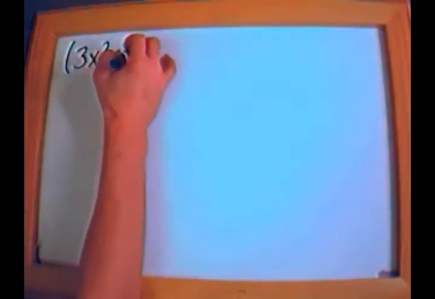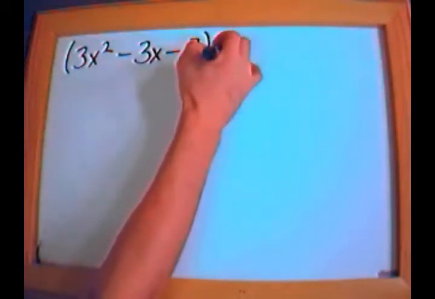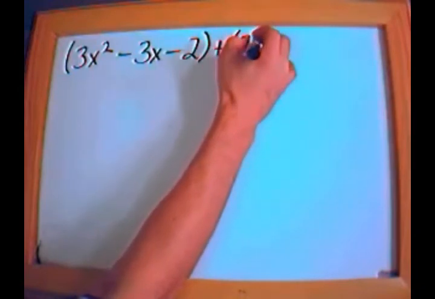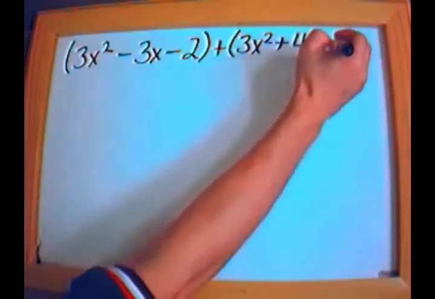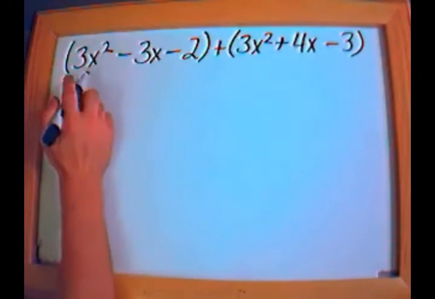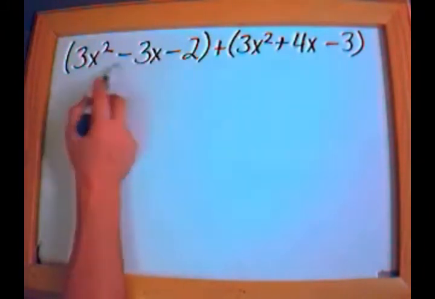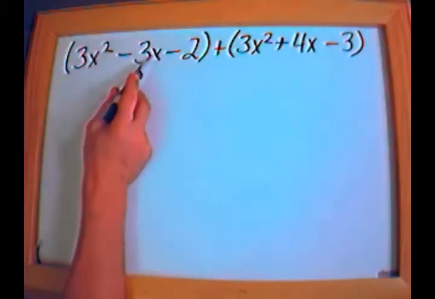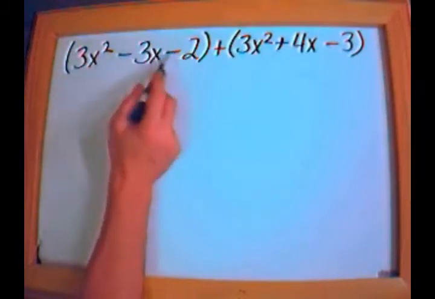All right, what if I have something like (3x squared minus 3x minus 2) plus (3x squared plus 4x minus 3)? Well, let me ask you. Normally you do whatever is in the parentheses first, but can you really add these together? No, because I've got an x squared, I've got an x, and then here I don't even have a variable. So I really can't add these outright. There's nothing to do here.